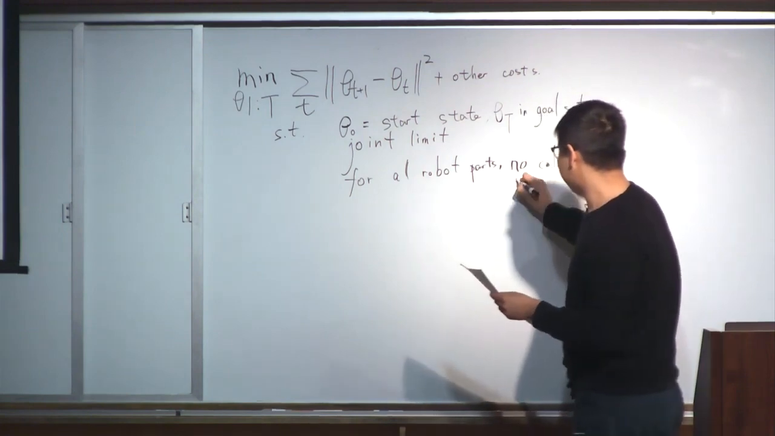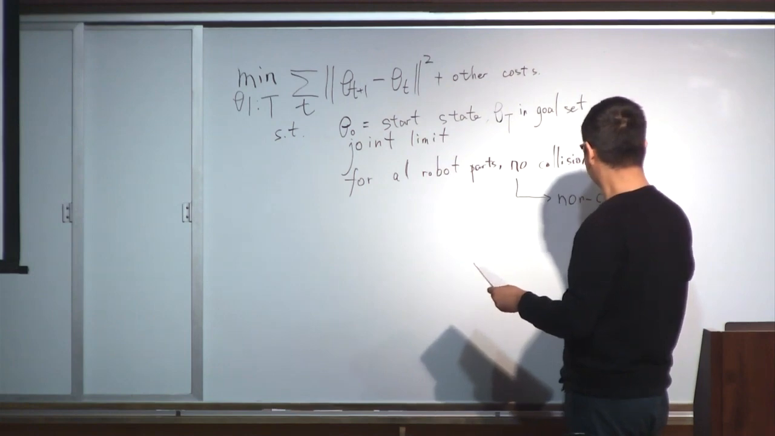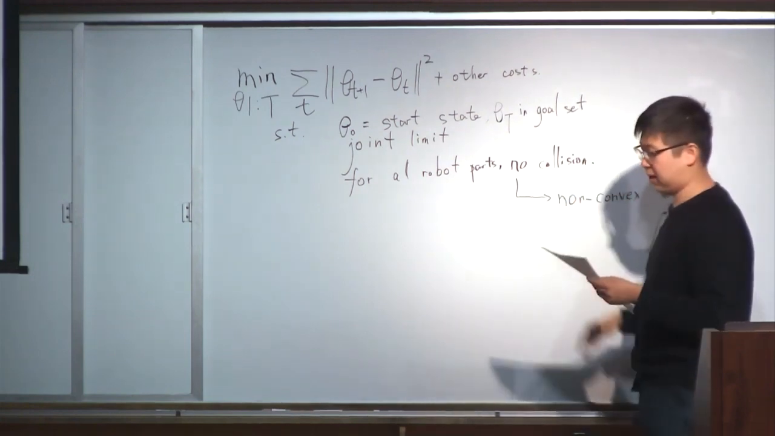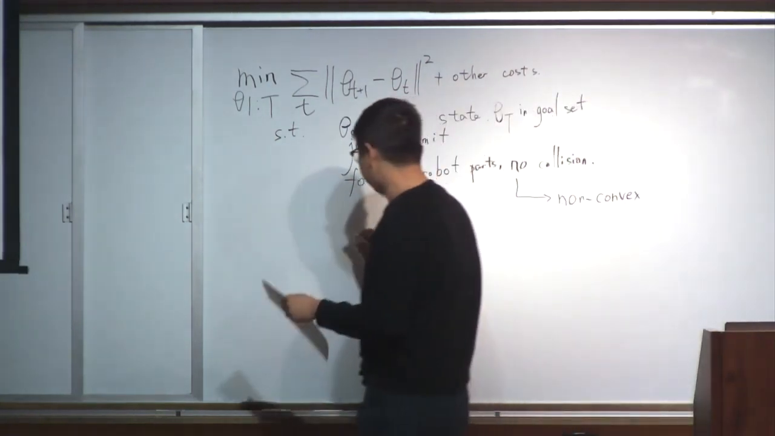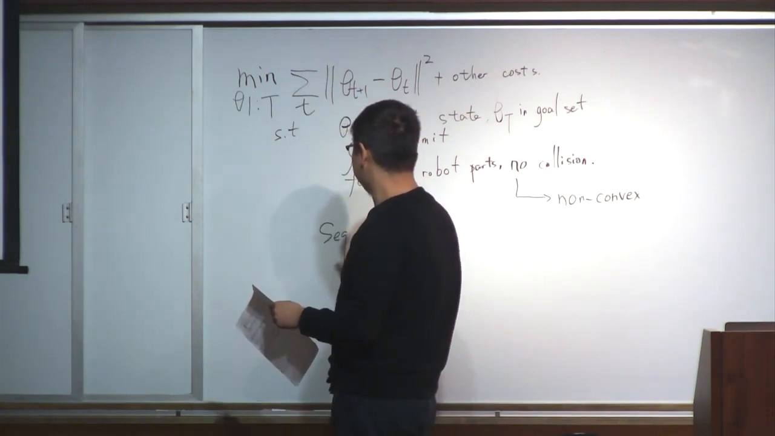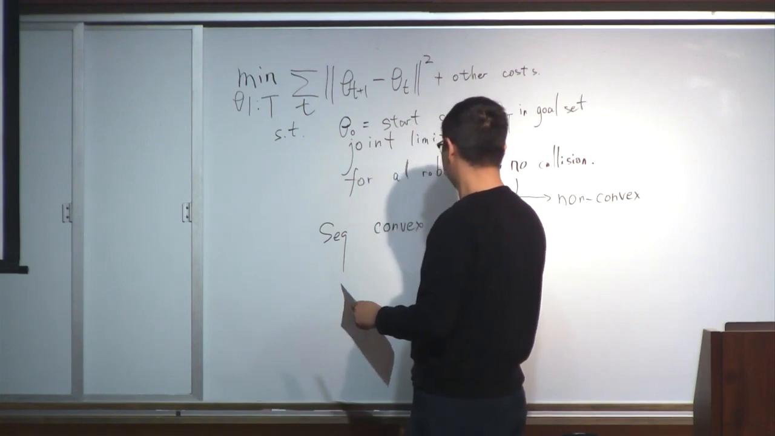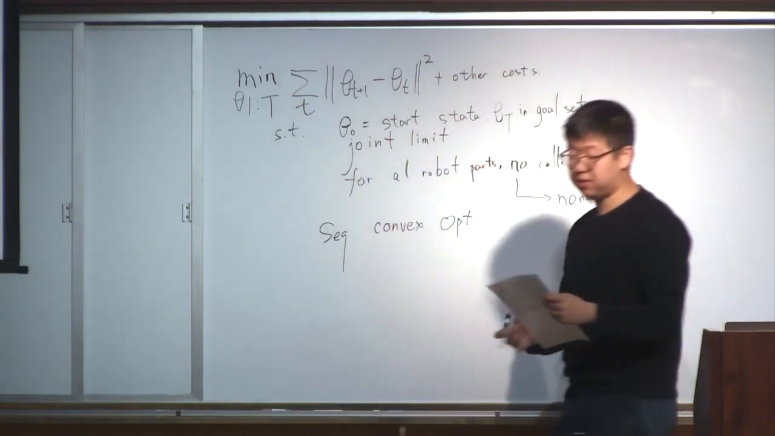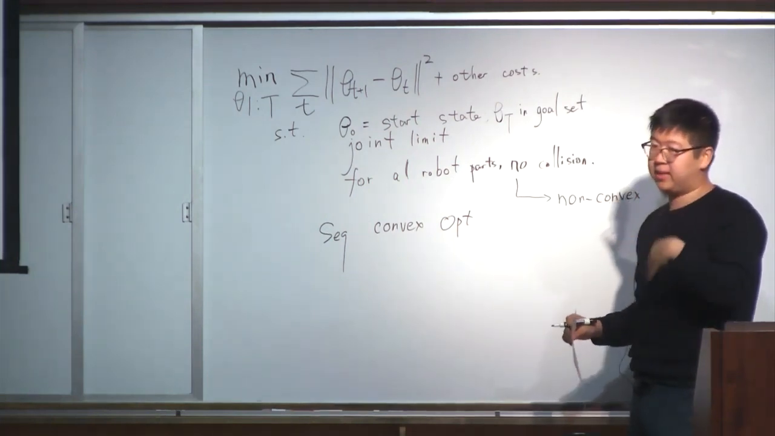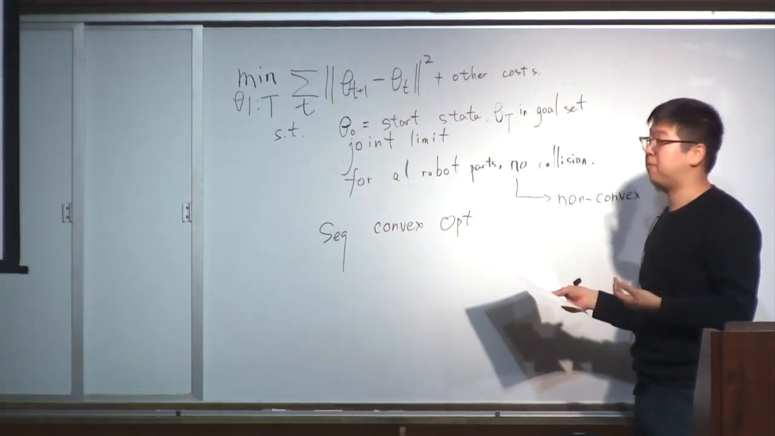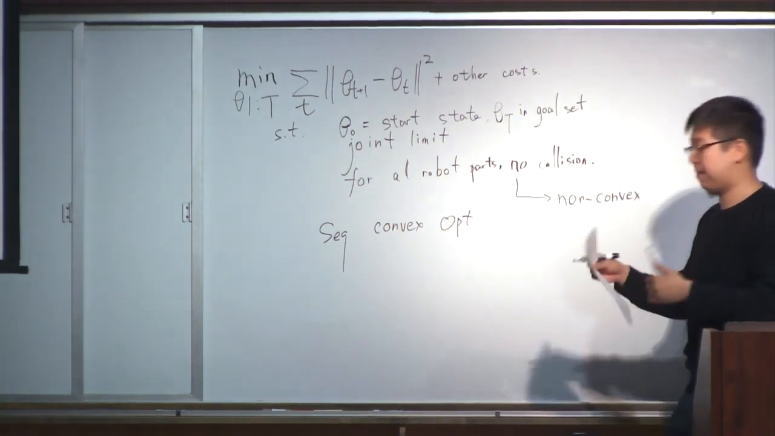As previously mentioned, this part can be non-convex, so we cannot simply do a convex optimization and solve this. The solution we use here is called sequential convex optimization. Sequential convex optimization is a method that repeatedly approximates the non-convex problem with a convex problem and solves the approximation step by step.